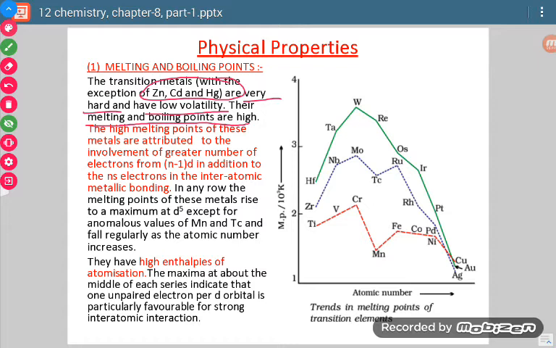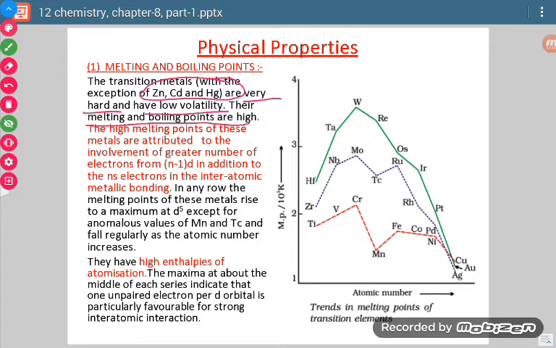Here one more question comes: zinc, cadmium and mercury are soft metals. Why? Zinc, cadmium and mercury do not contain any unpaired electrons, so they cannot form bonds properly. Metallic bond formation does not exist in these cases, and so they have very low enthalpies of atomization, and so they have low values of melting and boiling points, and so they are soft metals. This way we can say it.